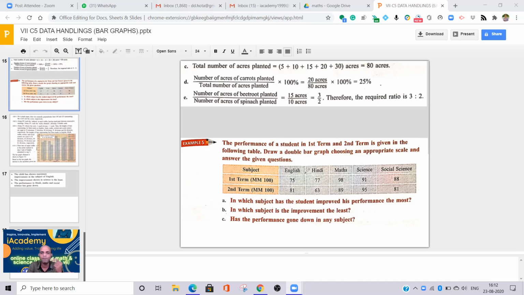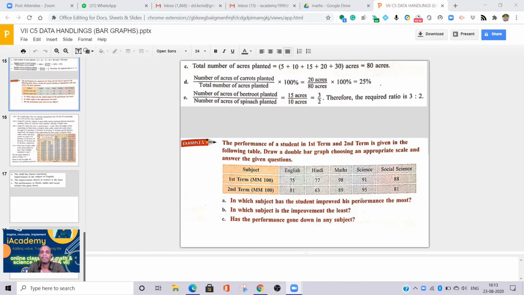Earlier, from the graph, we were taking data. But in this topic, what do you have to do? We have to draw a graph, and उस graph को draw करने के बाद हमें इसके कुछ information भी देना है. Okay, good. Let us start. How to start is very important. First, marks in English 75, Hindi 77, Maths 98, Science 91, Social Science 88. But in the second term, in English it is 81, in Hindi it's 63, in Maths it's 89, Science is 95, and Social Science is 81.